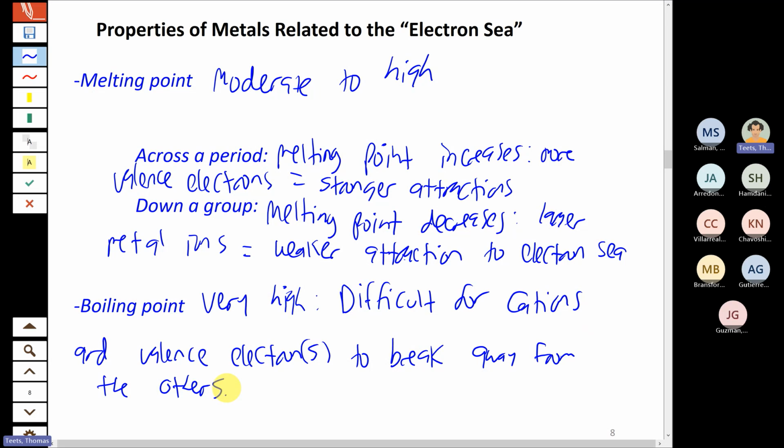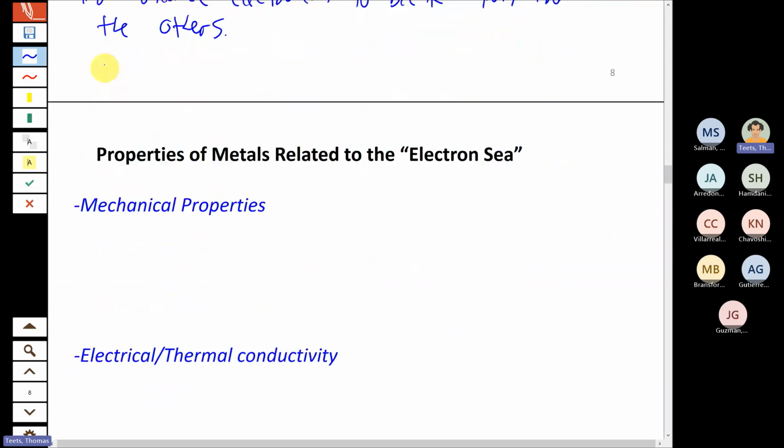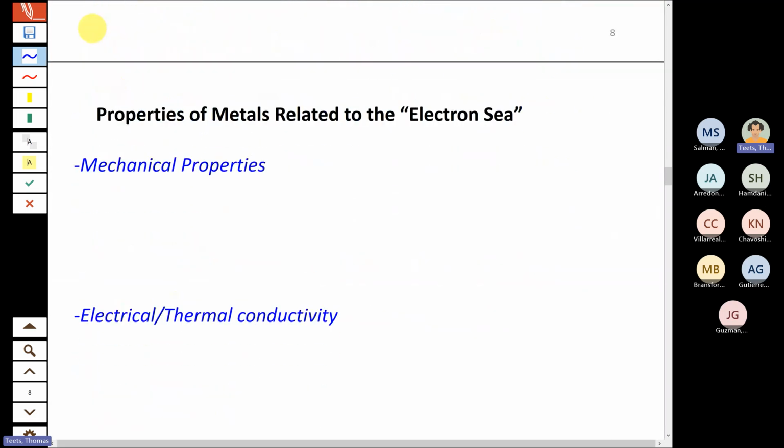Now, there are some other classic key properties of metals that originate from the electron sea. So when you think about a metal, you probably have some idea of how they behave if you've ever dealt with them in your real life. So one is what's called the mechanical properties. Basically, mechanical properties of any substance is what happens when you put a large force onto that substance. And is it really strong? Is it really weak? Does it crumble? Does it stay together? Different possibilities.